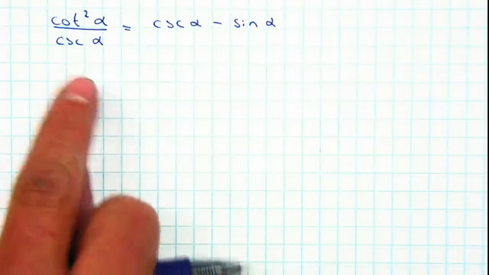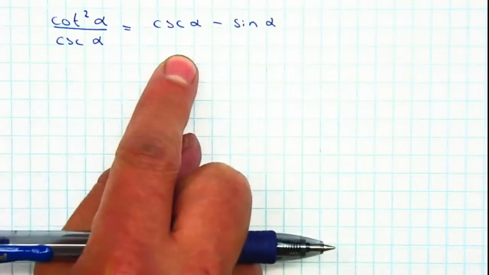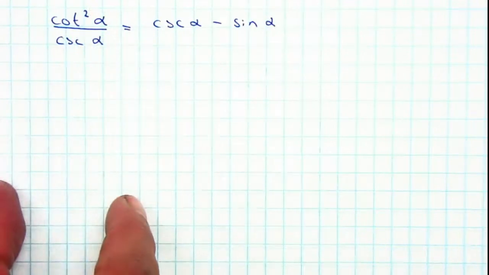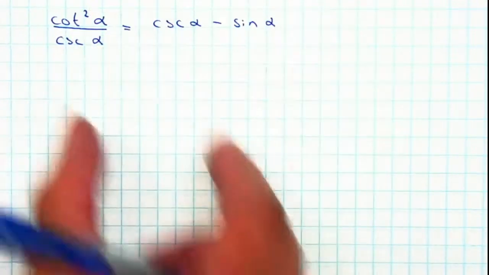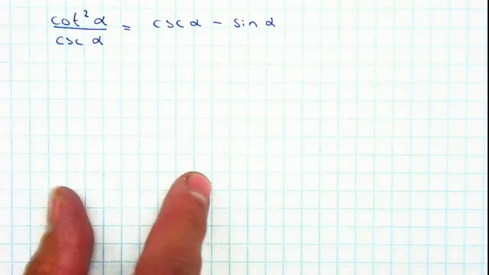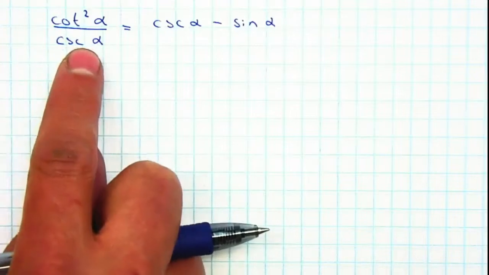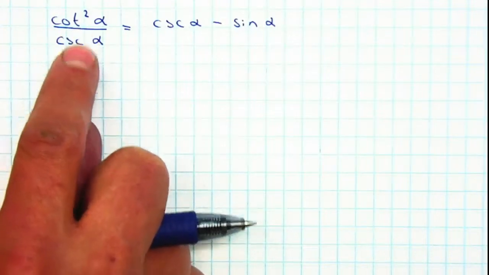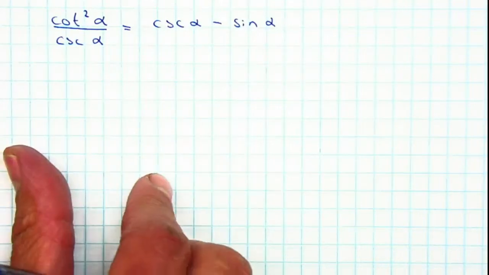We need to be able to verify the following trig equation. Remember, you can start simplifying the left-hand side or the right-hand side or both as well. In this case, I notice that on the left-hand side there's no pluses or minuses, so I can just go ahead and convert everything to sine and cosine and see if I can simplify it.